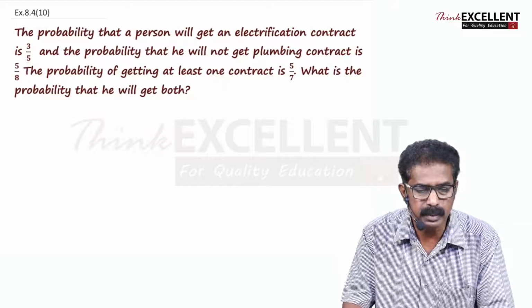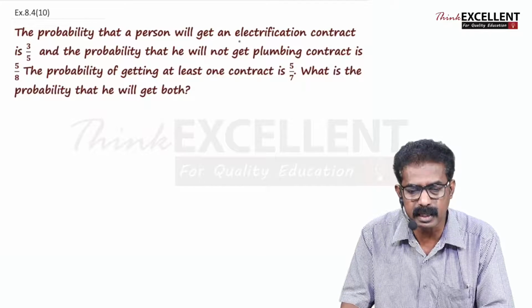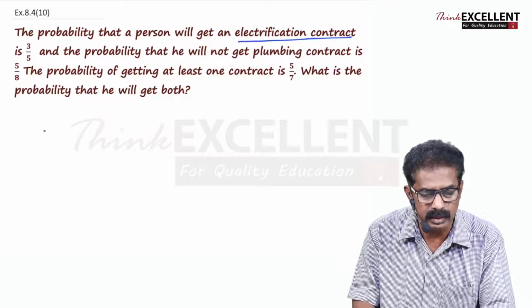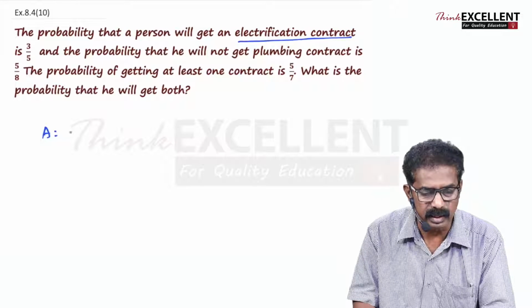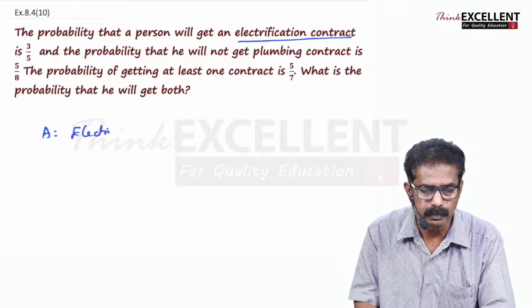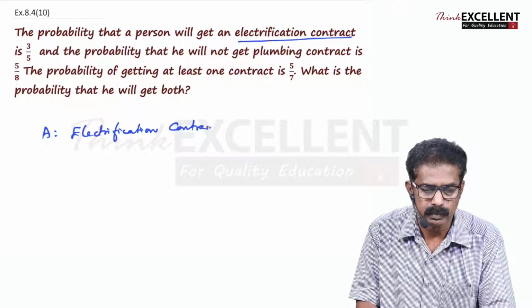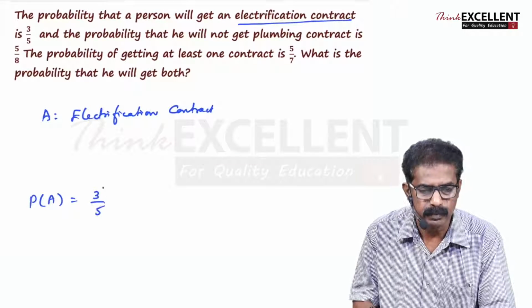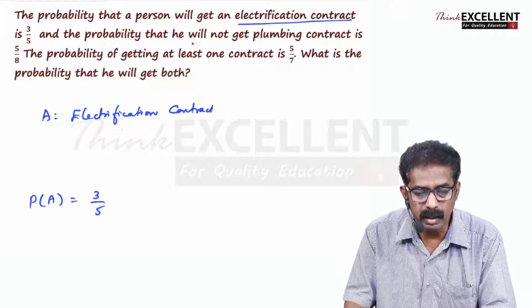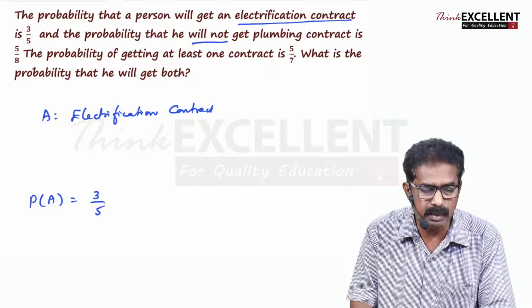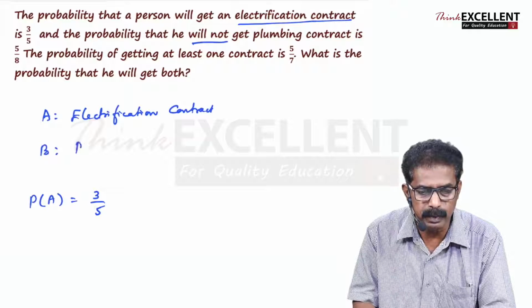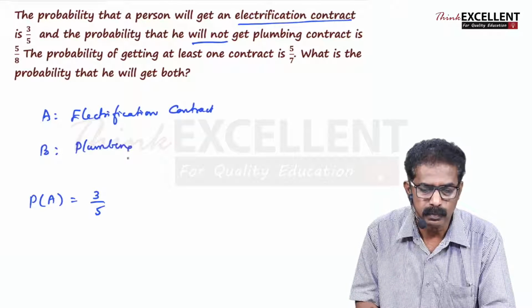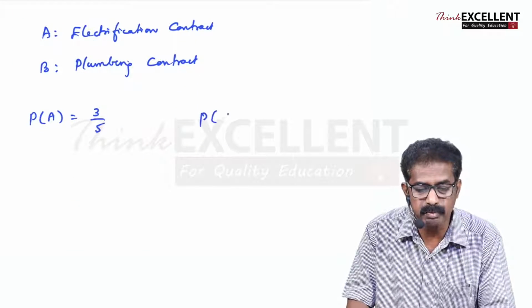Question number 10. Listen. The probability that a person will get an electrification contract. So let A stand for electrification. So P of A, they have given us 3 by 5. And the probability that he will not get the plumbing contract is 5 by 8. So B stands for plumbing contract. But P of B is not given, P of B bar is given.